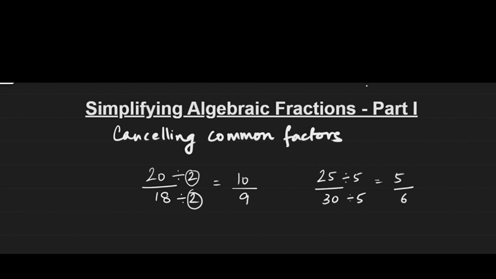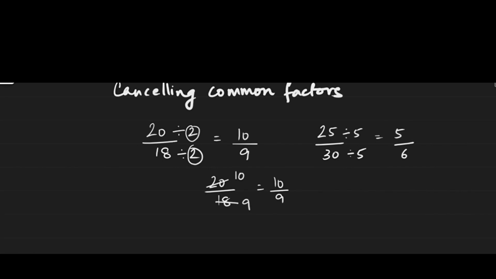Sometimes instead of writing all this division by 2, we can straight away do it like this. 2 is a common factor. 2 goes into 20 10 times. 2 goes into 18 9 times. So 10 over 9 is the answer. The same thing is applicable when we are talking about algebraic fractions. So let's take example 1.